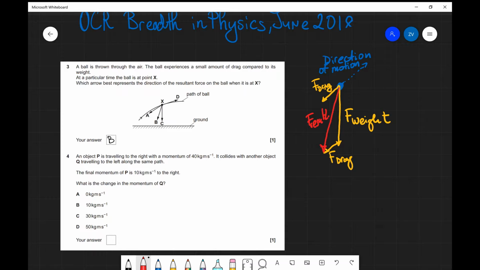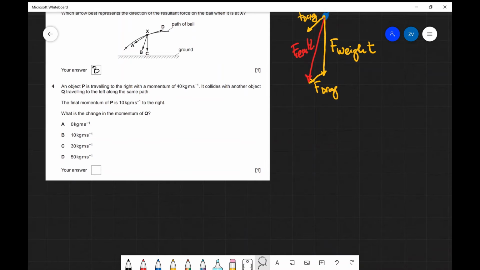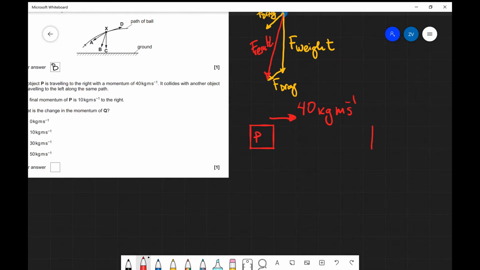Right, let's move on to question number 4. Okay folks, now let's have a read through question number 4. An object is traveling to the right with a momentum of 40 kilograms meters per second. So let me just do a little drawing over here. So we have this object P, which is traveling to the right over here, and it has a momentum of 40 kg m s to the power of -1. Now that collides with another object Q, which is traveling to the left along the same path, so it's a head-on collision.